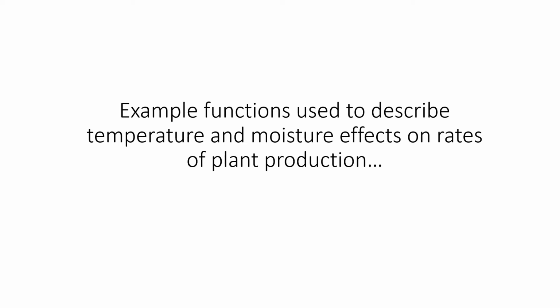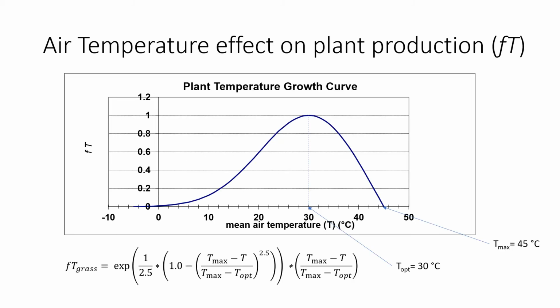So we looked at functions of temperature and soil moisture effects on decomposition. Let's look at some on plant production, and they're going to have similar shapes. So here is an example of a temperature curve for a plant. This would be very plant specific. Each plant you represent by a model might have different curves. Some plants might grow better at warmer temperatures, some might grow better at colder temperatures. Some can tolerate heat better than others. So this is just an example.